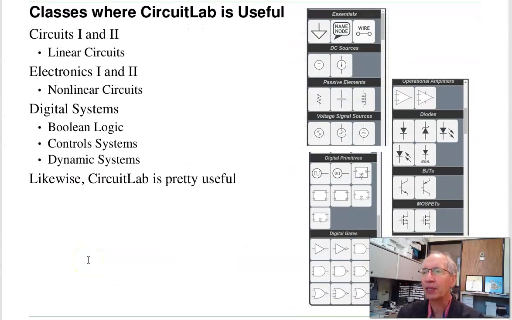Now, CircuitLab is useful in a large number of classes. In Circuits 1, Circuits 2, you build RLC circuits with CircuitLab for DC signals or AC signals. In 275, Digital System Design, you have the AND gates, OR gates, flip-flops, binary signals. In electronics, you add in op amps, diodes, transistors, MOSFETs. There's also a section for control systems with transfer functions, summing junctions, stuff like that. Basically, CircuitLab is just pretty darn useful.